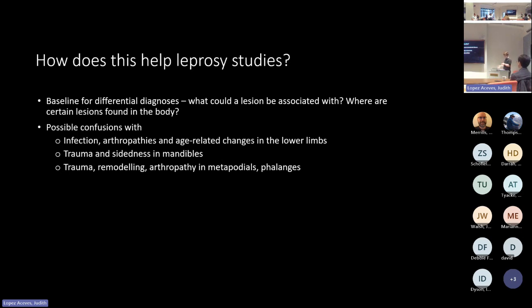Based on my analysis, there are a couple areas where differential diagnoses need to be kept in mind when looking at skeletal material as part of leprosy studies, and this includes the lower limbs, where age and activity-related changes predominantly occur, in the mandibles, and in the bones of the paws. I'm going to run through these relatively quickly.